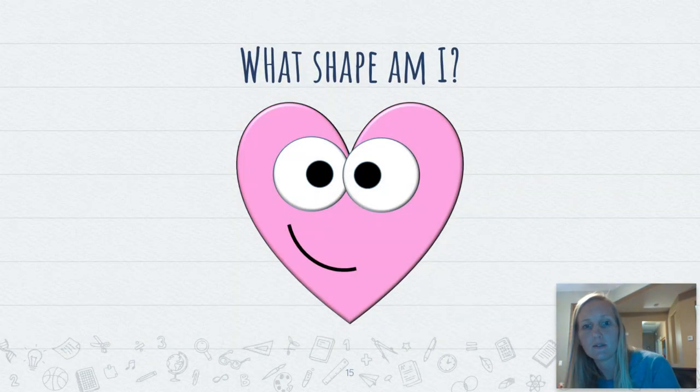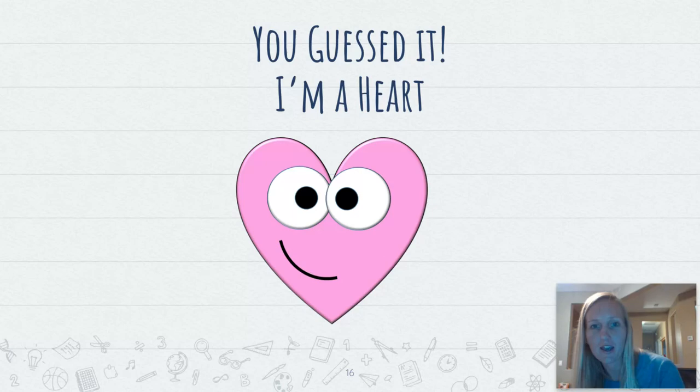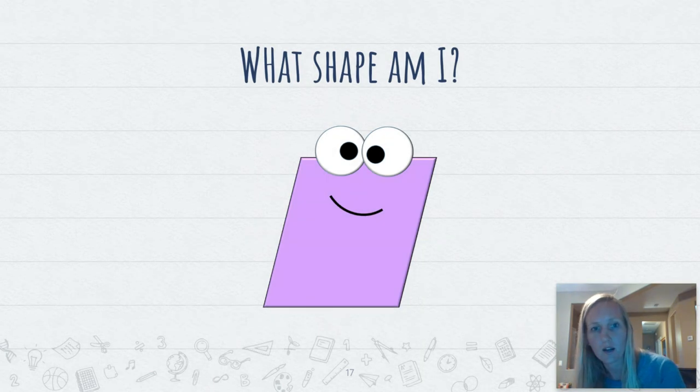What shape is this one? We all know this shape. I'm just going to go quickly through this one. We have a heart. Very good. It doesn't have any sides. It does have some vertices. All right, next one. What shape is this one?